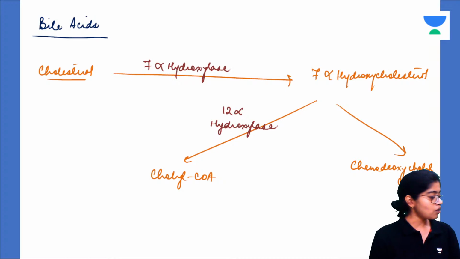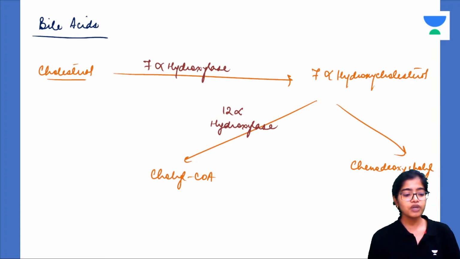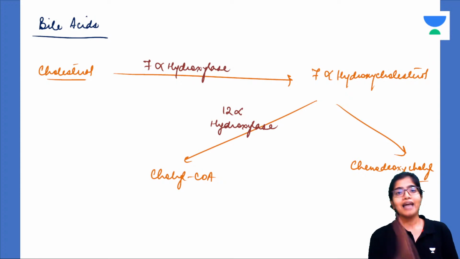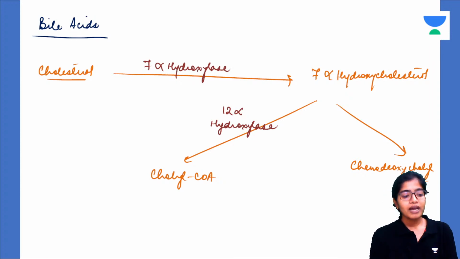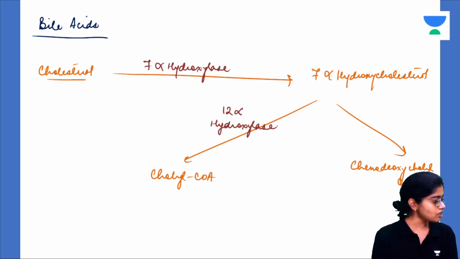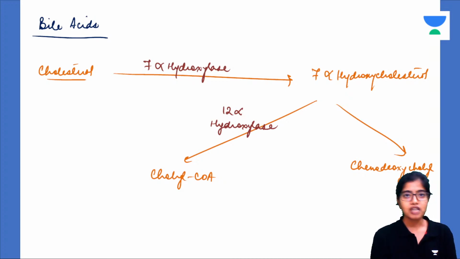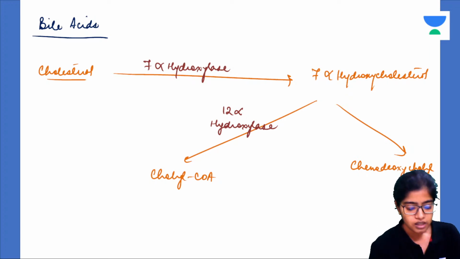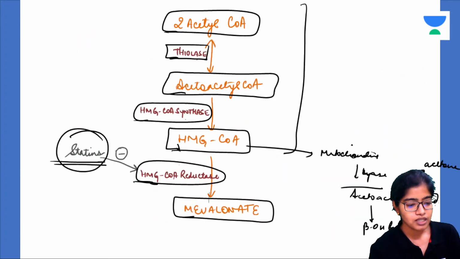Next, this was all about cholesterol synthesis. Next we are going to read about bile acids. What are bile acids? They are formed from cholesterol, isn't it? Now you guys tell me if it is clear with you or if I'm going too fast. Am I going too fast? Should I just revise the cholesterol synthesis once again?